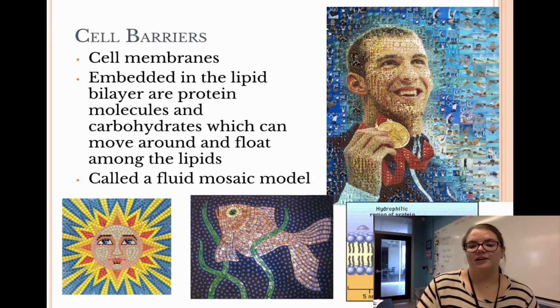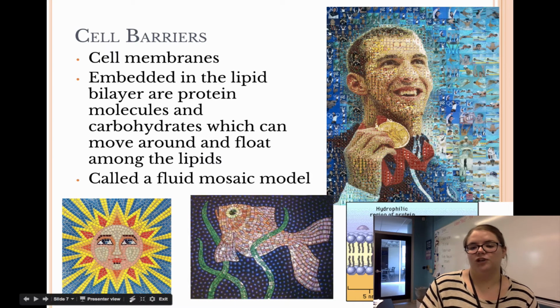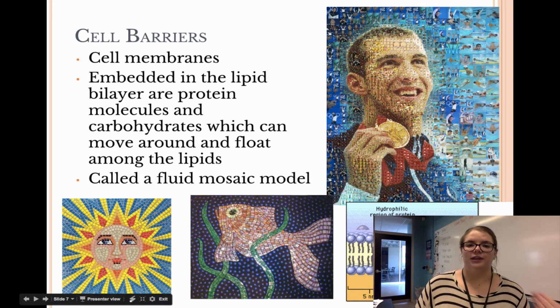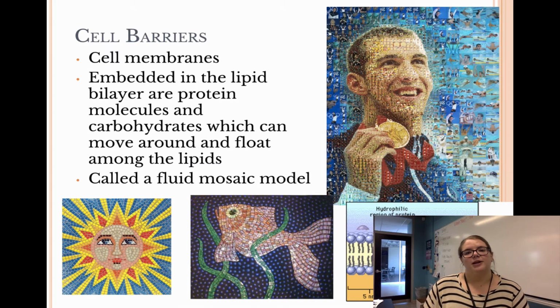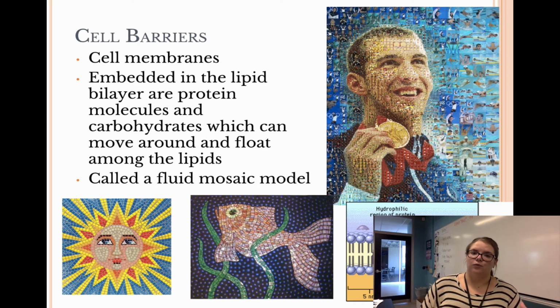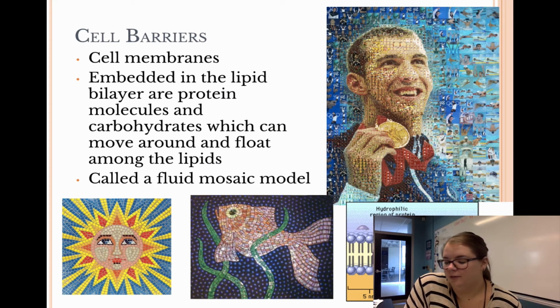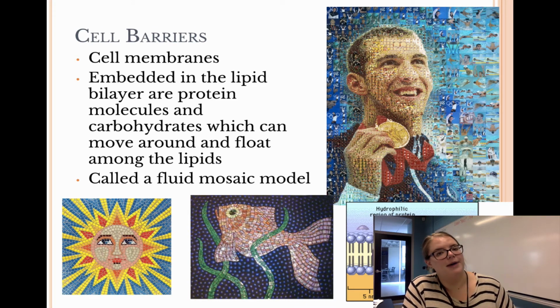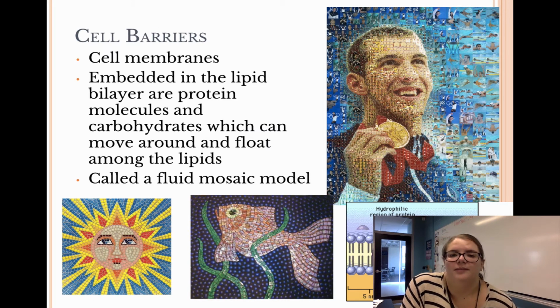So fluid, because it's moving around, right? Look at that little guy, it's shaking and moving around. Those proteins can float here and there. And mosaic, because again, it's made up of lots of little pieces that together make the big piece. So here are just some pictures of mosaics. You can see they're small tiles or small images that together make up the full picture. So again, cell membranes are the bouncer of the cell. All cells have them. They're made of a lipid bilayer, which is waterproof, makes them semi-permeable or selectively permeable, and we call it the fluid mosaic model.